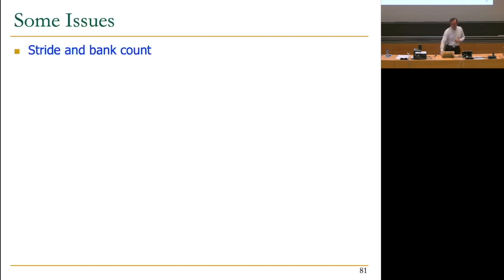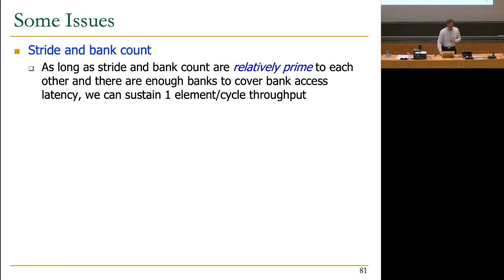So there are some other issues. So stride and bank count, let's revisit this. So actually we've assumed stride 1, but as long as the stride and bank count are relatively prime to each other, such that they're not divisible with each other, and there are enough banks to cover the bank access latency, you can sustain 1 element per cycle throughput. This is the real generalization. You need your stride and bank count to be relatively prime.